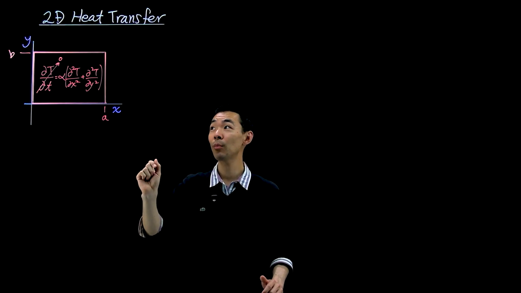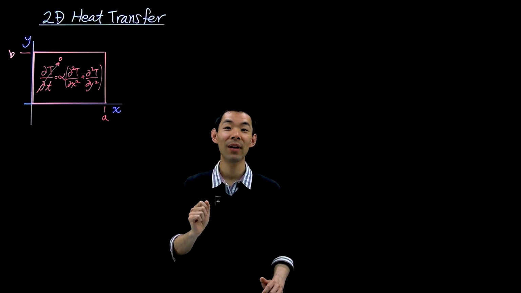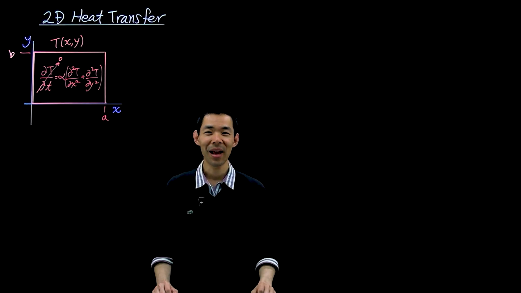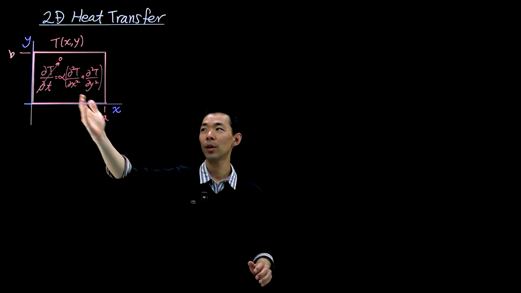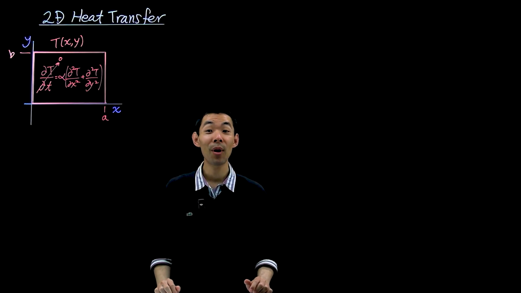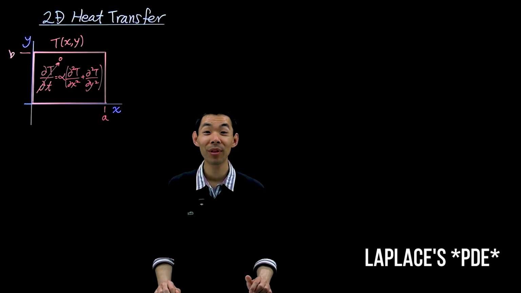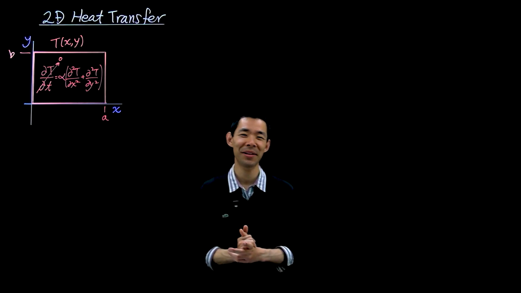So now the temperature profile is only a function of x and y. Just like that. So we have our governing equation. 0 is equal to the second partial derivative in x and the second partial derivative in y added together. This is called Laplace's PDE. It's extremely common in science and engineering.